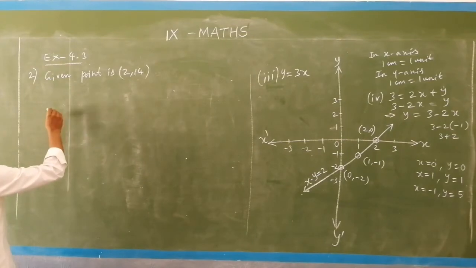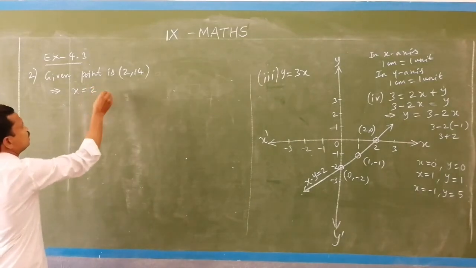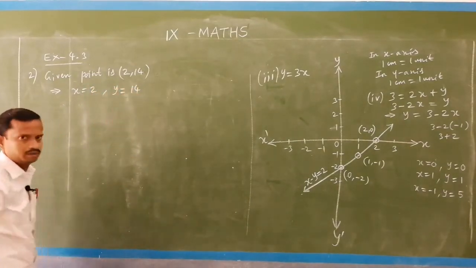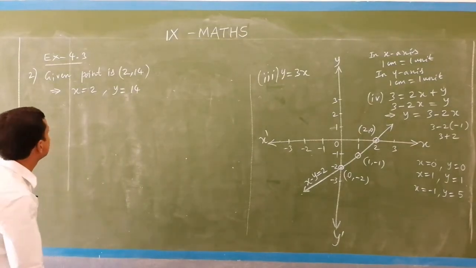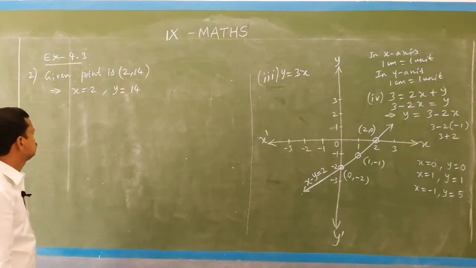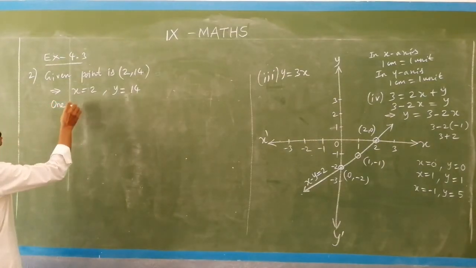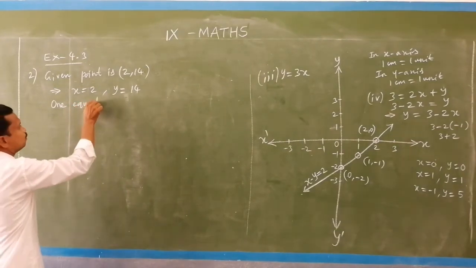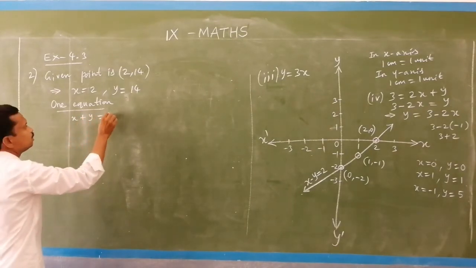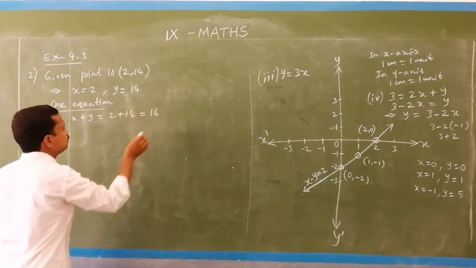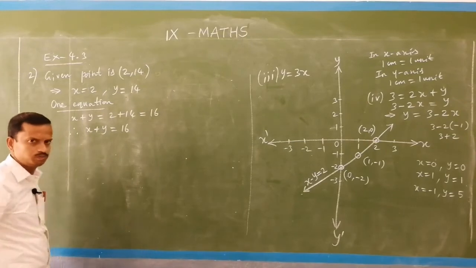So, this implies from this point we can write the first value is x and the second value is y. Am I right? You know, in a point the first value is the x coordinate and the second value is the y coordinate. So, they are asking to give two lines passing through this point. One point, so one equation. How to write? If you add x plus y, what do you get? 2 plus 14 equal to 16. So, therefore, one line is x plus y equal to 16, very simple.